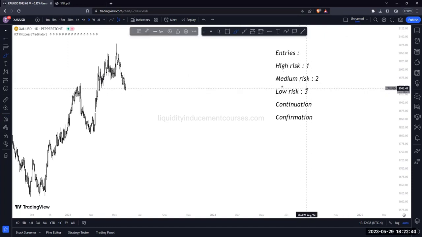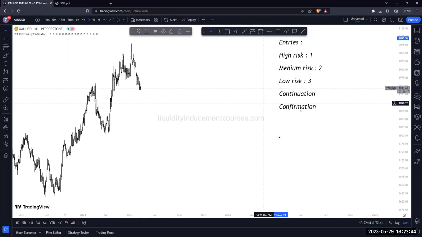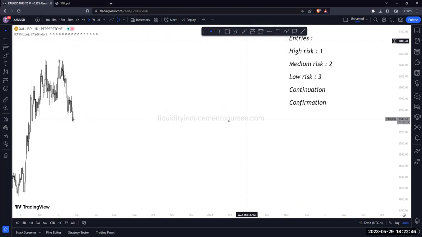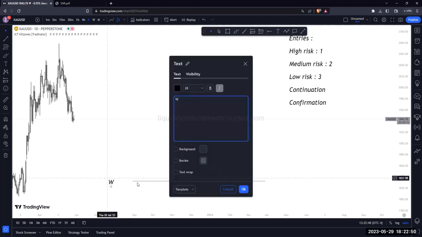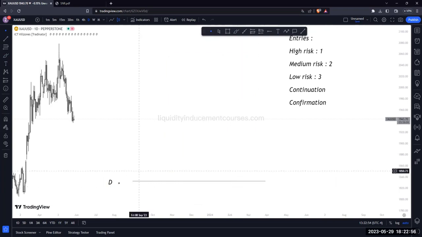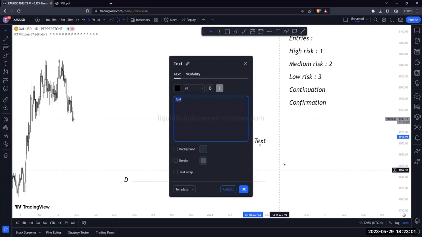Okay, so the next entry category is the low risk. Low risk is going to be very, very simple. So you have what? Daily or weekly? Pick one. For storyline, daily. You love the daily, yeah? So what would you want to wait for after the storyline starts? How do you know the storyline started?